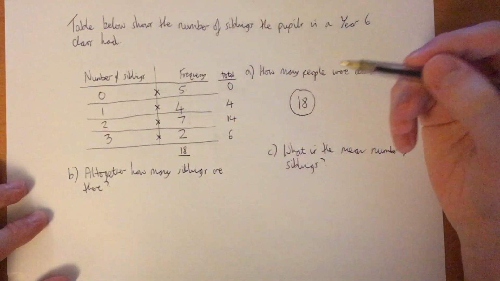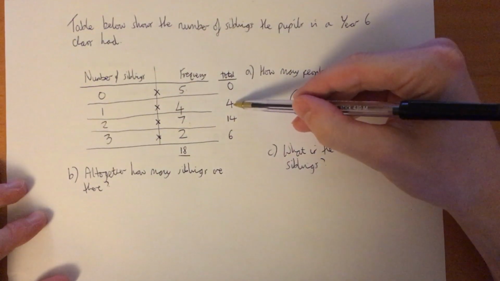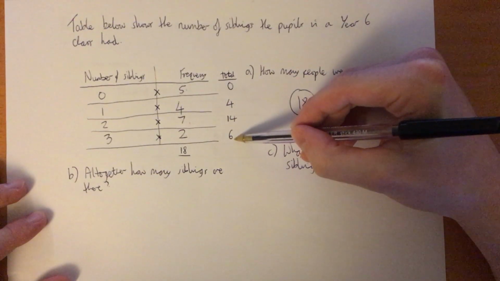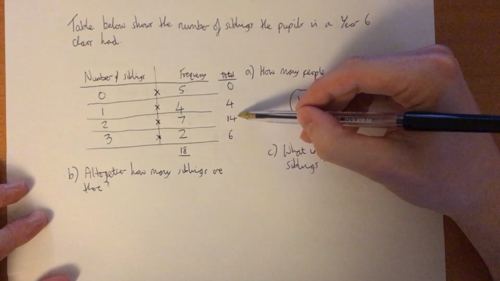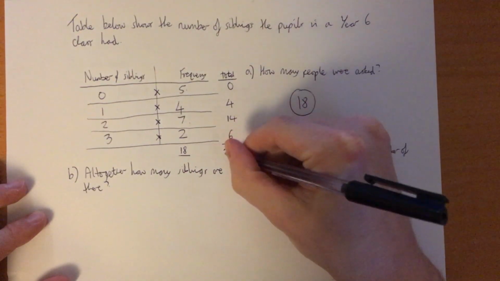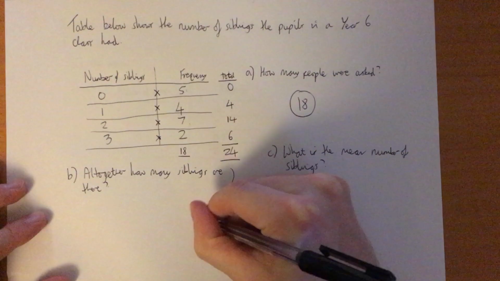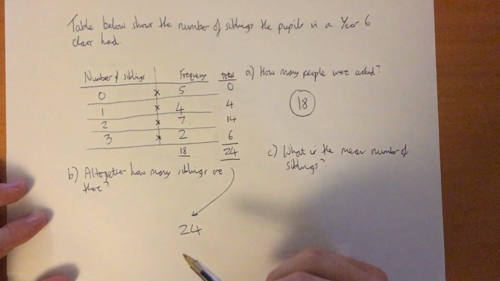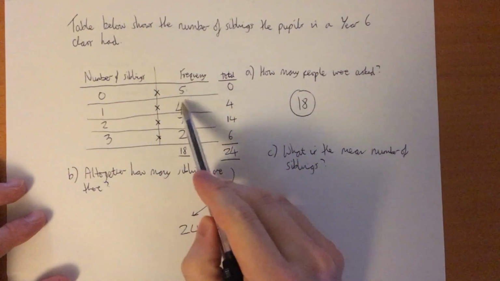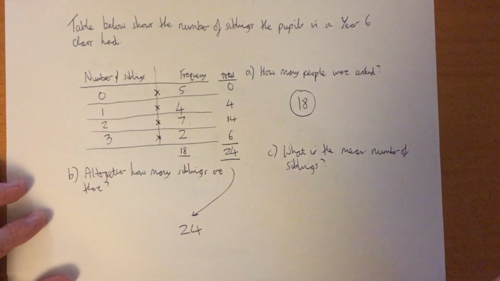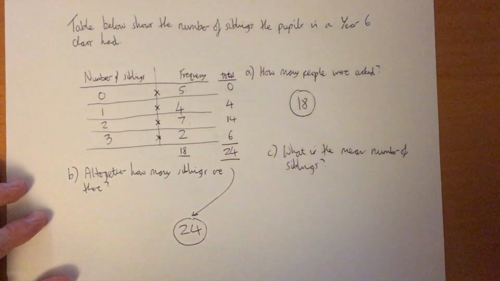So to get my total amount of siblings, I would do 4 plus 6, which is 10, plus 14, which is 24. 24. And therefore that would be how many siblings there were. There's 24 siblings, because I had to use the knowledge I had here in order to work out how many siblings there were in total. So that's the answer to part B.